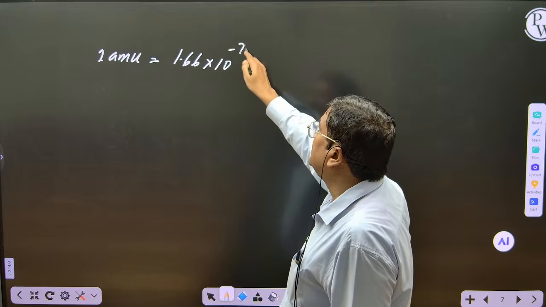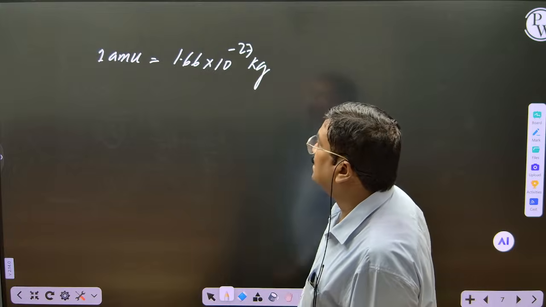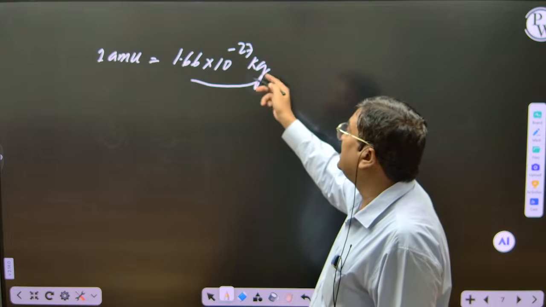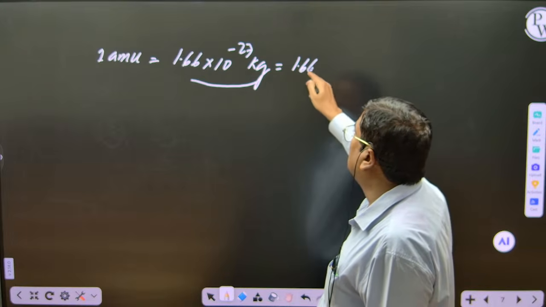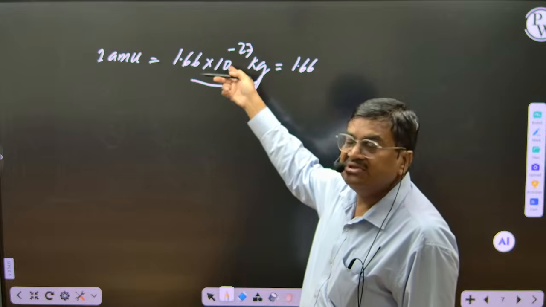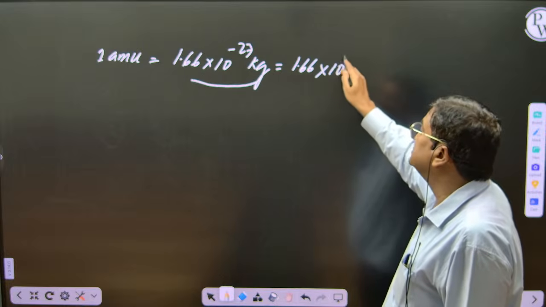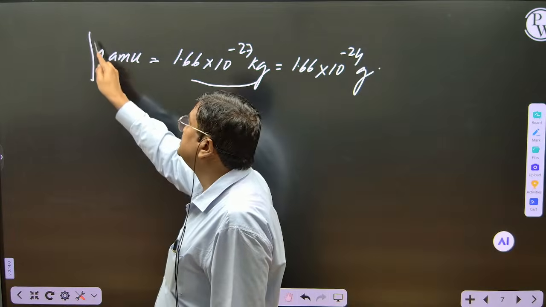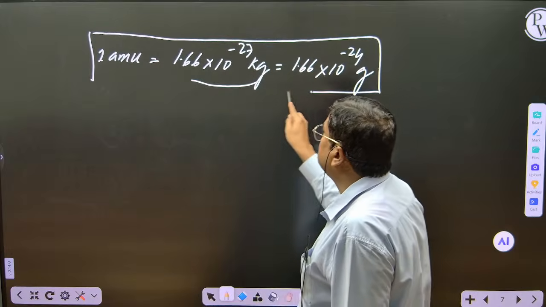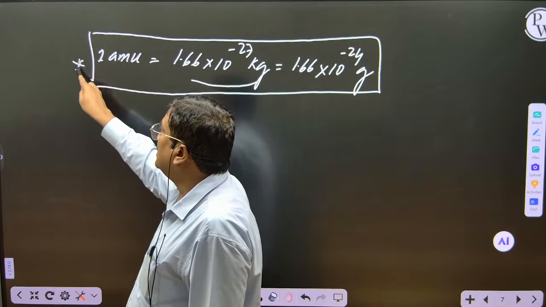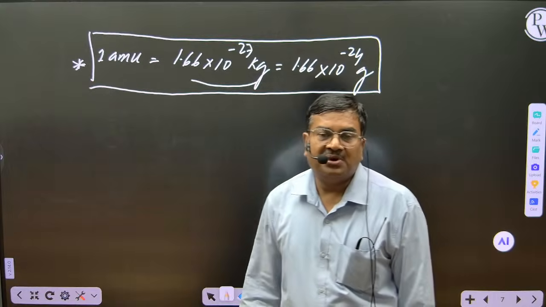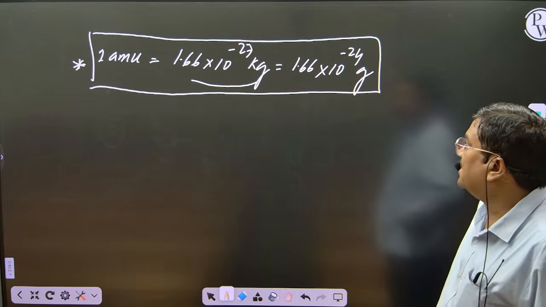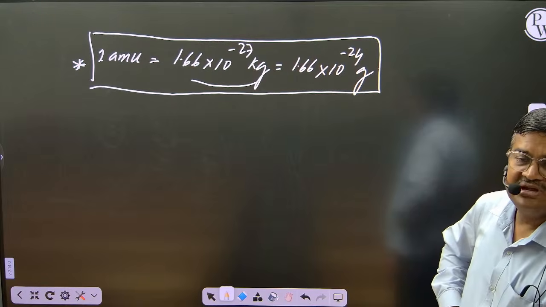1.66 into 10 power minus 27 kg. So one atomic mass unit will be equal to this many kg. If I write in grams, what will be the value? 1 kg is 1000 grams, so multiply with 1000, then it comes 1.66 into 10 power minus 24 grams. This conversion factor you have to remember, important, put a star mark. So one atomic mass unit is equal to 1.66 into 10 power minus 27 kilogram, or 1.66 into 10 power minus 24 grams.